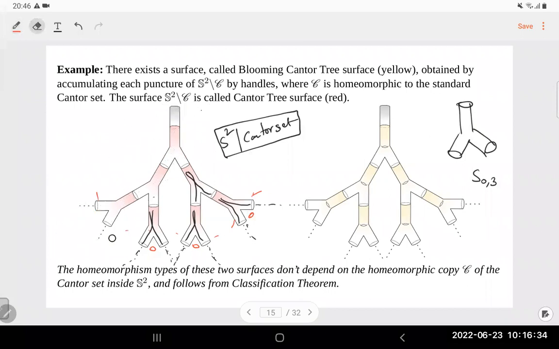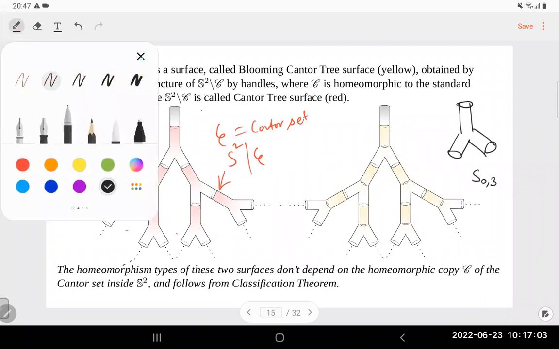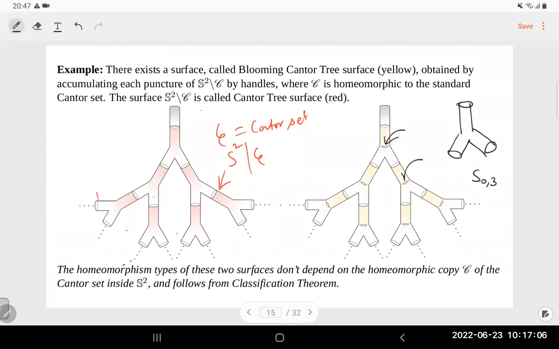Okay, now I want to accumulate. So I deleted the Cantor set, and this is S2 minus Cantor set. Now I want to accumulate each puncture point, I mean each point of the Cantor set, by handles. So I add handles here. So here is a handle. Here is another handle. Here is another handle. Here is another handle. This way. So keep continuing with this.